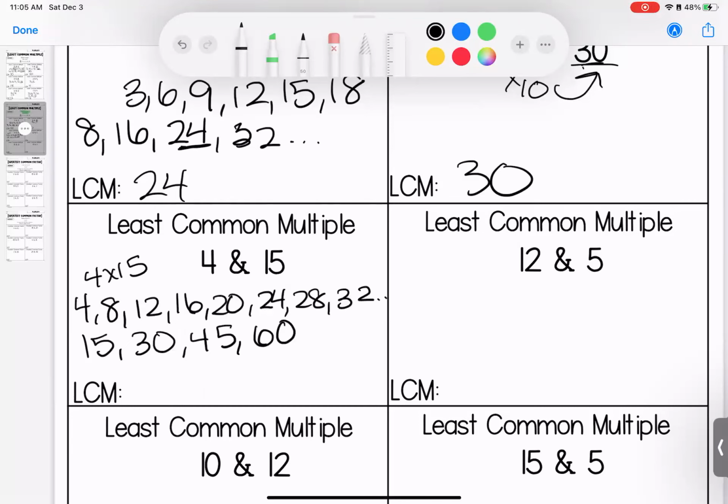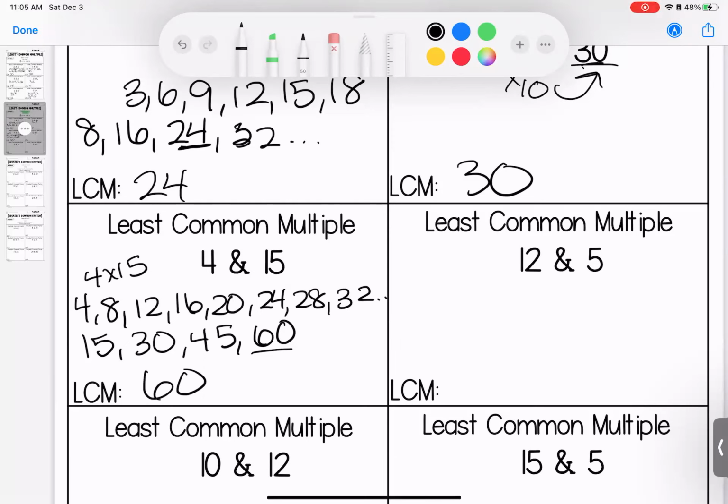Now for you, you might have had to keep writing out your 4s, and if that's the case, that's absolutely fine. But I know that 4 times 15 is 60. So I'm going to put their least common multiple as 60. Remember, the cool thing about math is that all of our brains work differently and we have different strategies that we can use.